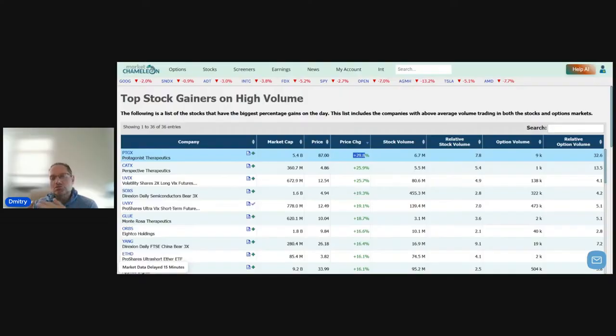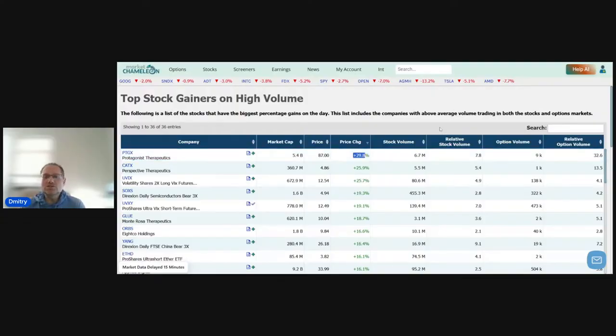And besides the price action, we use the trading activity, the trading interest, how much volume was behind this price action. What's the strength of this move? And we look at it from the perspective of relative volume. How much volume traded on the day relative to typical volume.